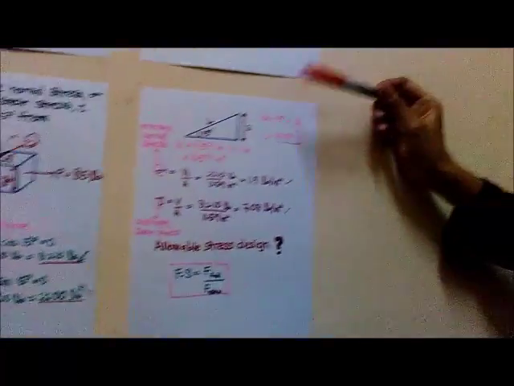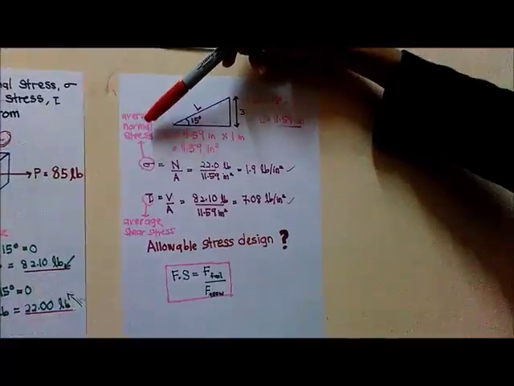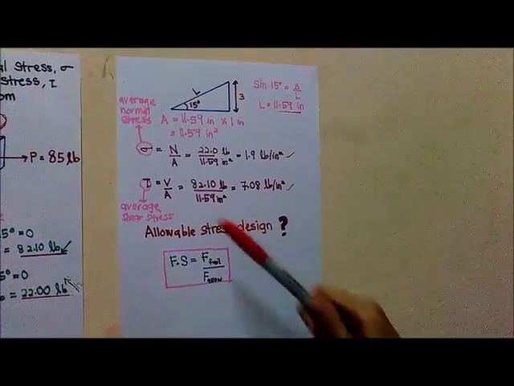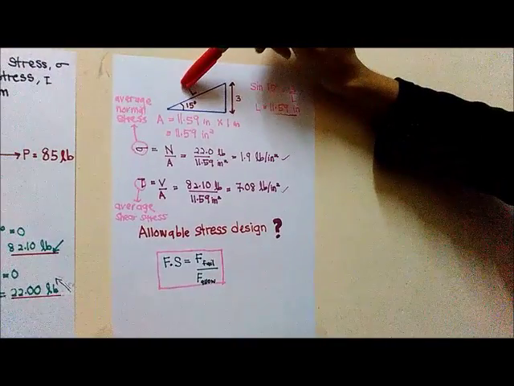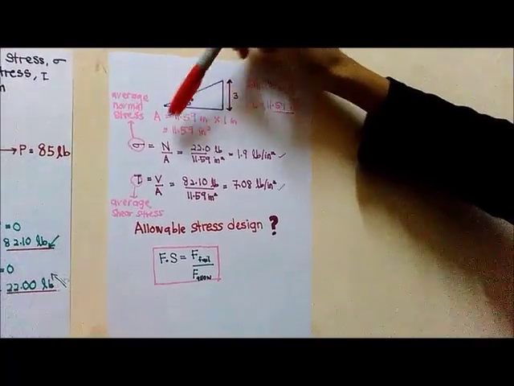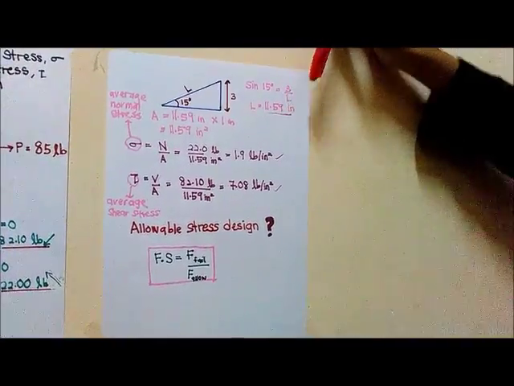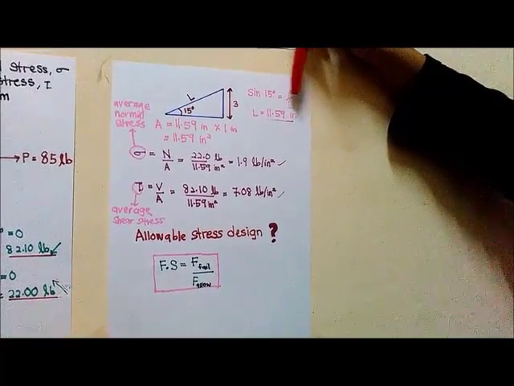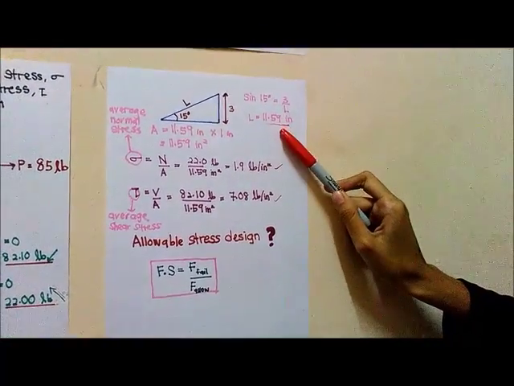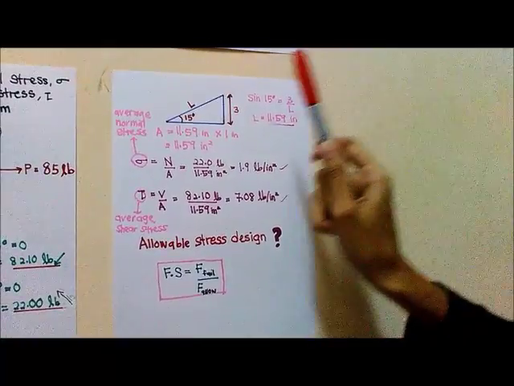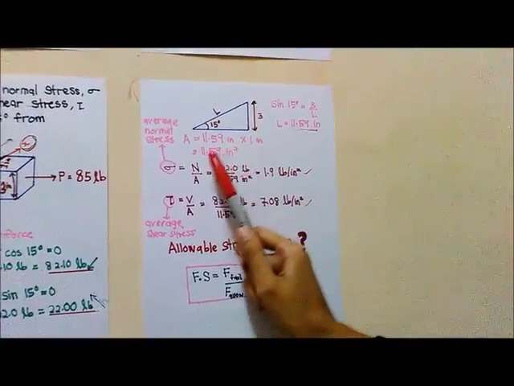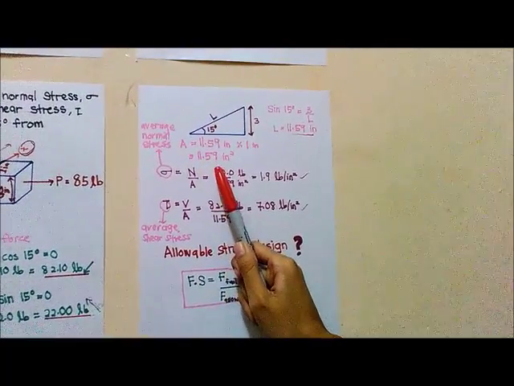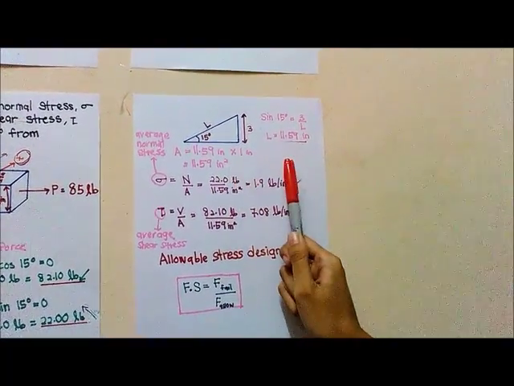So now let's calculate the average normal stress and the average shear stress, but we don't have the area. So before that, we need to find this length first. So before we can find the area, we use trigonometry. Sine 15 equals 3 over L. So we get the length 11.59 inch. So what we have to do is just multiply by the width, just now 1 inch. So we get 11.59 inches squared for the area.